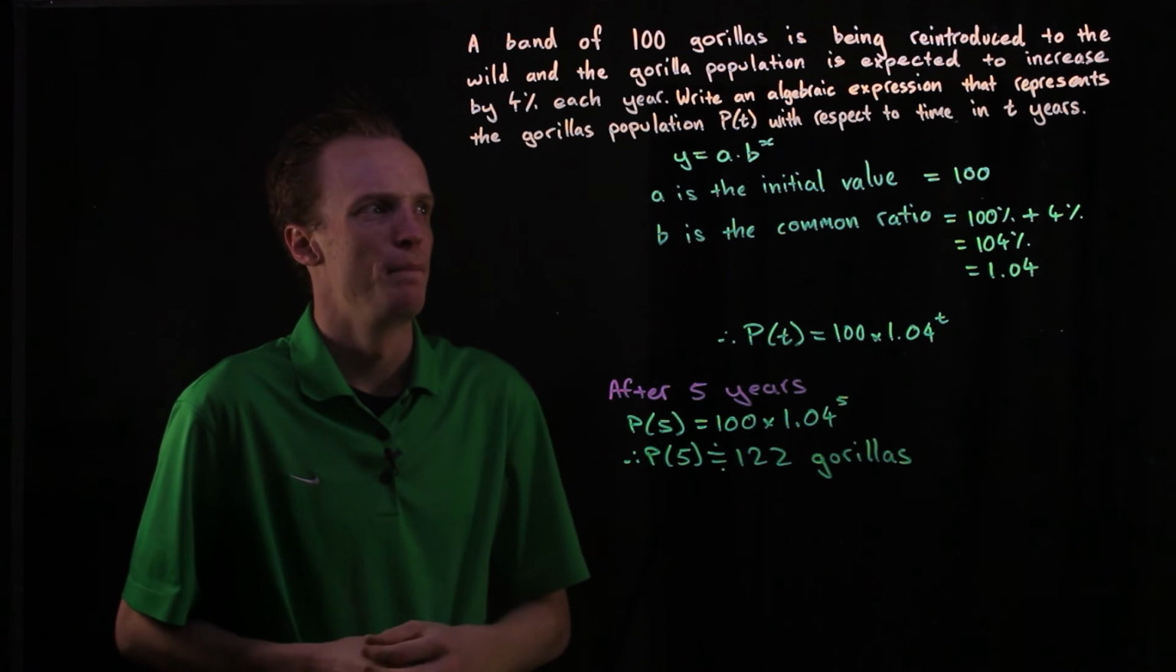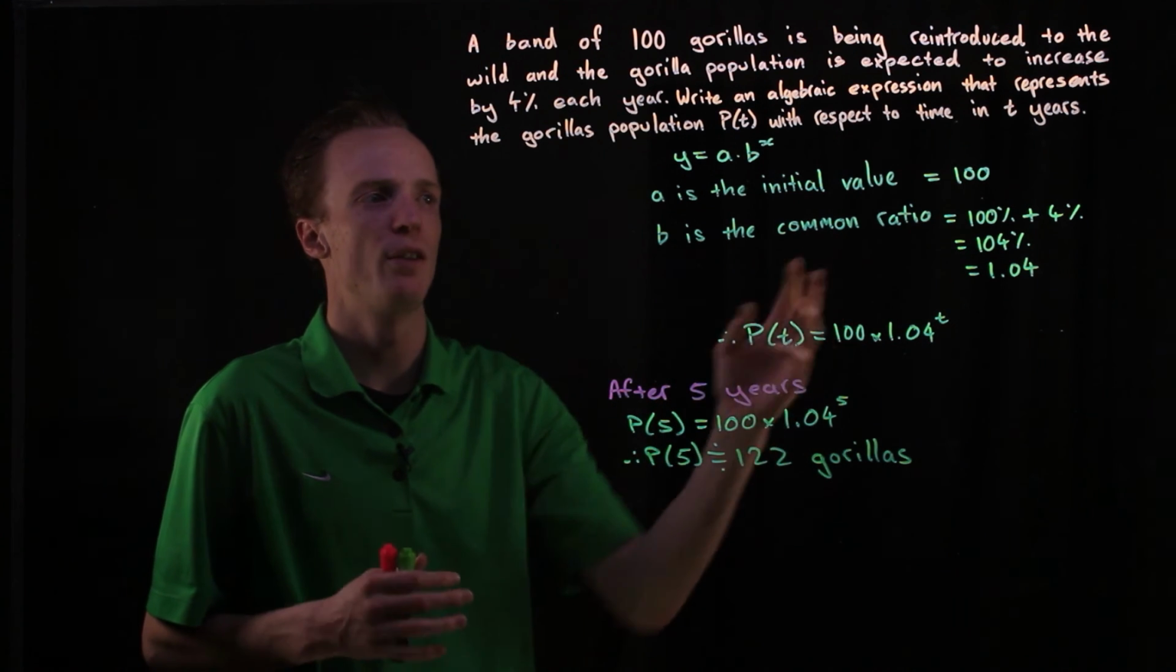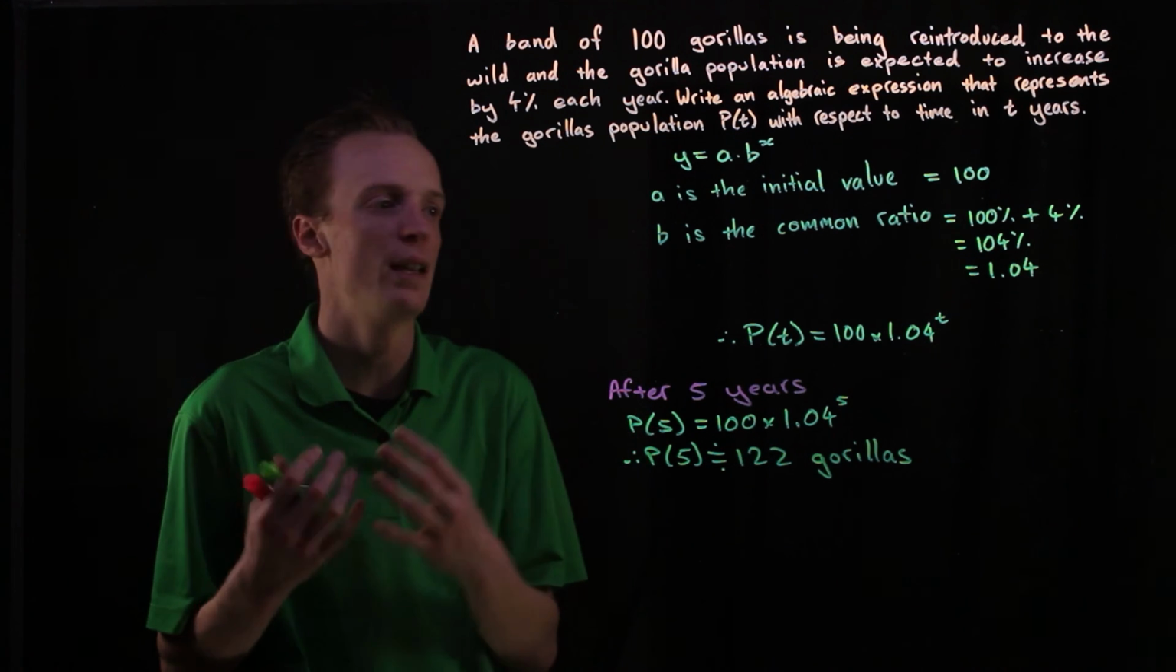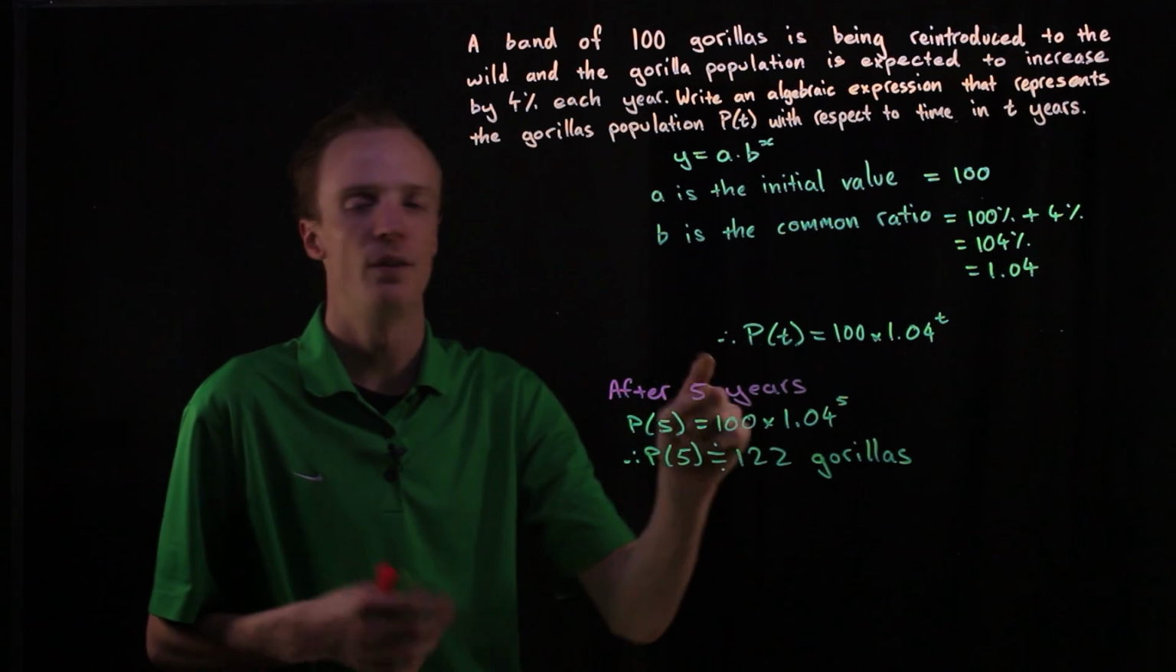So, in summary, if we know the initial value and can work out the common ratio of an exponential growth or decay function, we can represent a function in this format here.